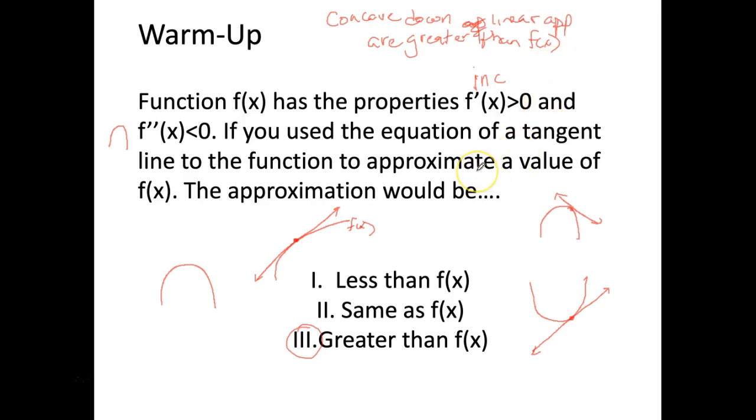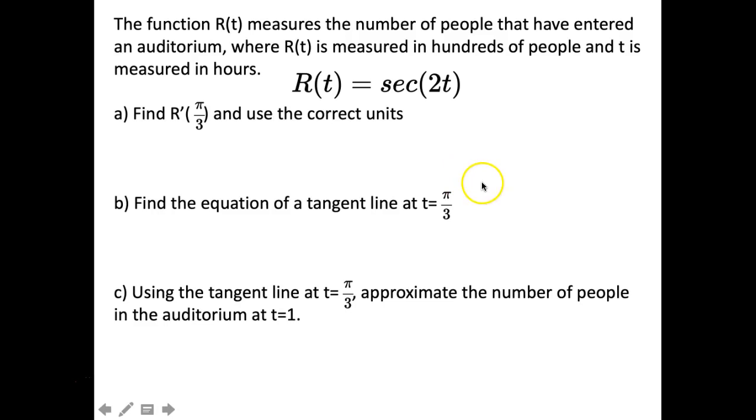Okay, now I have a free response here that we're just going to walk through, and then we'll be done with this PowerPoint. So let's read through this. A function r of t measures the number of people that have entered the auditorium, where r of t is measured in hundreds of people and t is measured in hours. Okay, so this is telling me hundreds of people, and this is how many hours that have passed. Okay, find r prime of pi over 3 and use the correct units.